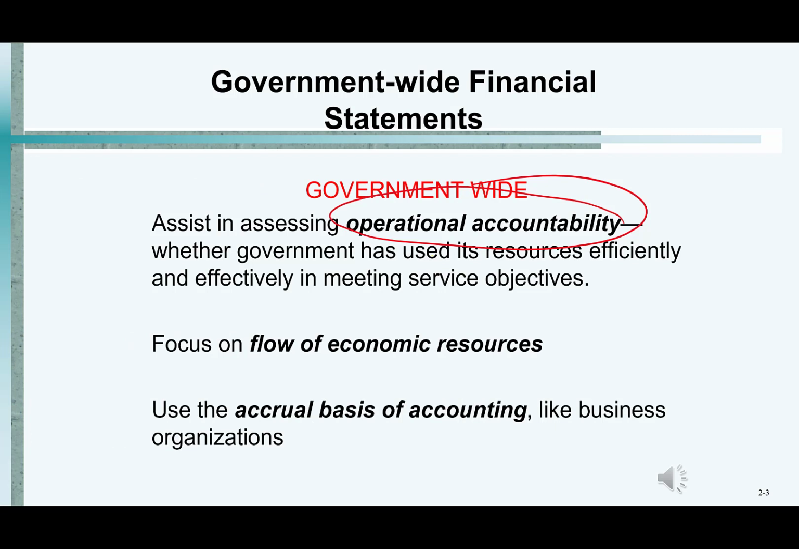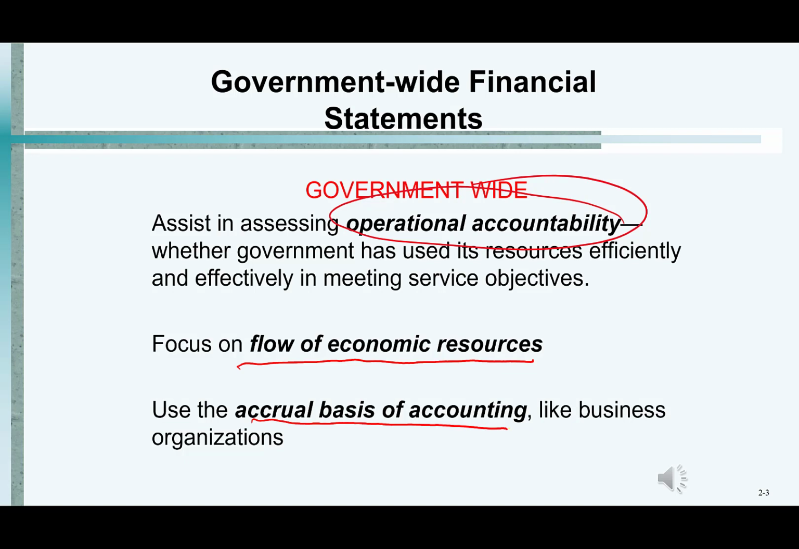Okay, but we looked at that, and when we look at our government-wide statements, remember, we have what? The operational accountability, we have the economic resources flow, and we use the accrual basis of accounting. Again, accrual basis of accounting is what we've been studying in all of our accounting classes, right? We purchase, say, a piece of equipment like an asset. We debit equipment. We credit cash, whatever, and then we depreciate that asset, right? Just like we've been doing for a long, long time now in all of our accounting classes. But operational accountability, flow of economic resources, accrual basis of accounting.